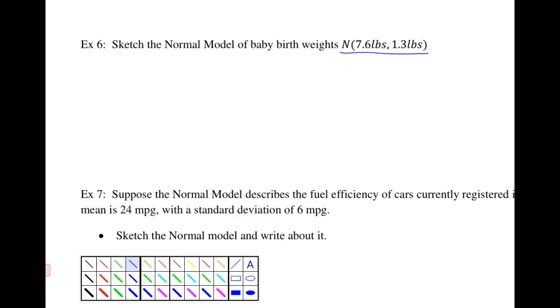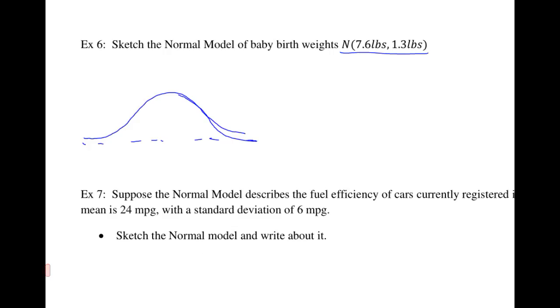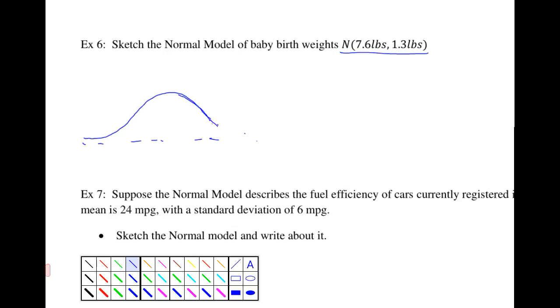So we'll sketch this. This is going to be a detailed sketch. It will have our titles in there. It's not a quick sketch like we've done on some of the previous examples. Okay, we're going to use the empirical rule, the 68, 95, 99.7. We want our titles. We want everything as detailed as we can. So, baby birth weights.